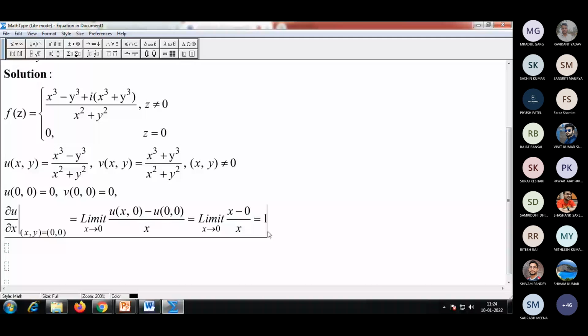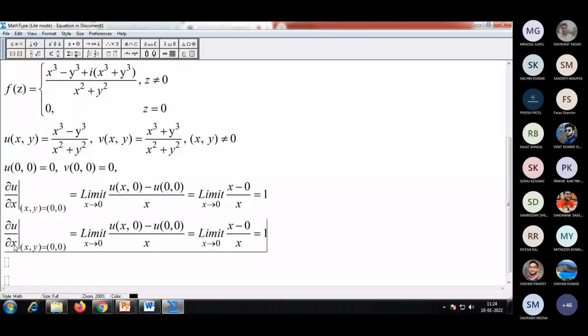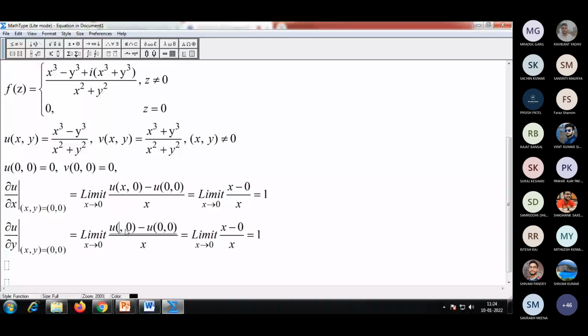Similarly, we may get the value of del u by del y. Here x is going to be 0, here y, and the denominator y, as y tends to 0. So u(0, y) you may come here is (0, y). So 0 0 means minus y, it becomes minus y. Then minus 0 divided by y, so ultimately in this case it will become minus 1.